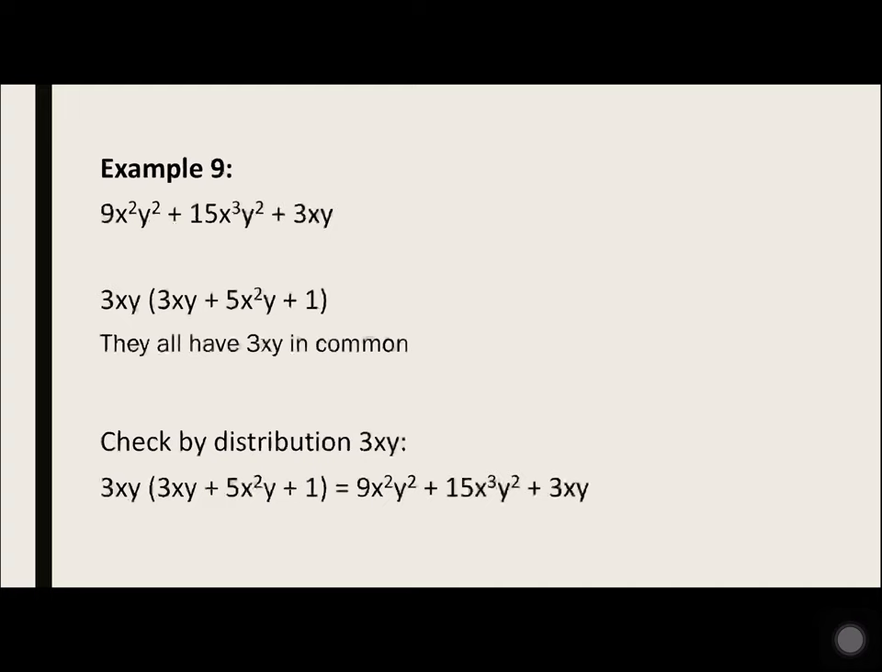Example 9. 9x squared y squared plus 15x cubed y squared plus 3xy. They all have 3xy in common. So put in the parentheses what would distribute to make it correct. Check. 3xy times 3xy, 9x squared y squared. 3xy times 5x squared y would be 15x cubed y squared. And you need a plus 1 there so that 3xy times 1 is 3xy.